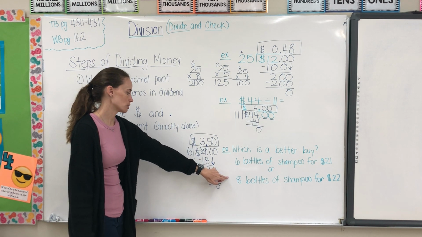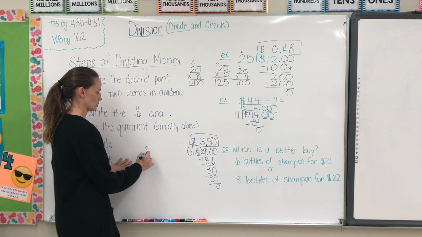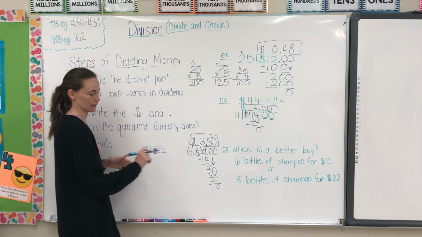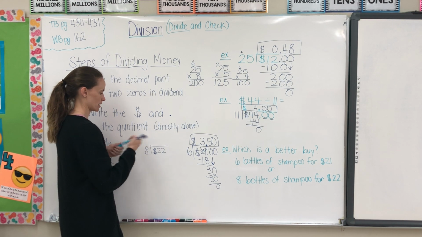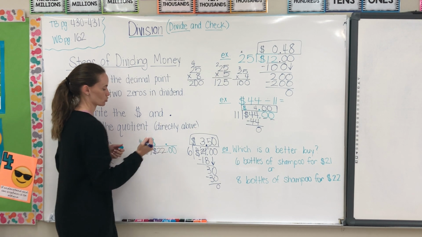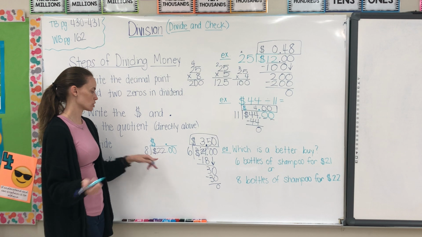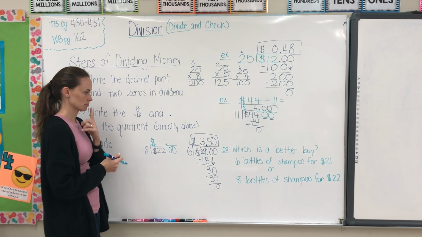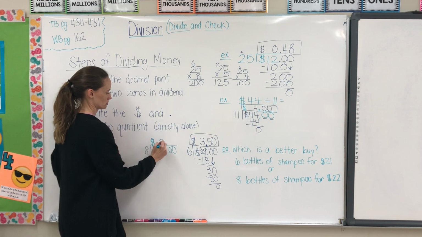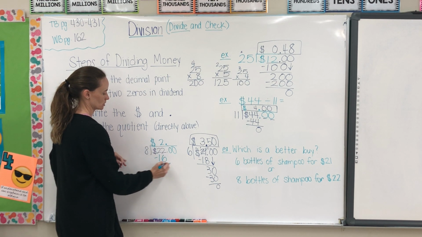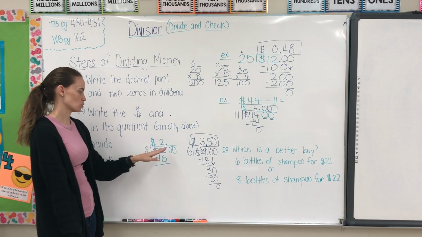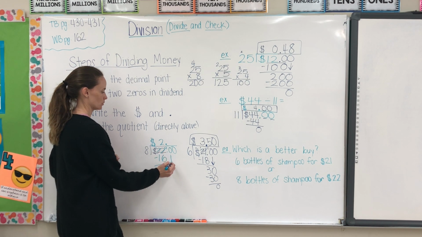Now for the other option, we have to see. So we do 8 divided by $22, right? We add the decimal point and the 2 zeros. We put the decimal point and the dollar sign in our answer, and we divide. 8 goes into 22 how many times? 8 times 2 gives us 16. We subtract. The 2 becomes a 12. That 2 becomes a 1. 12 minus 6 is 6. We bring down our 0.